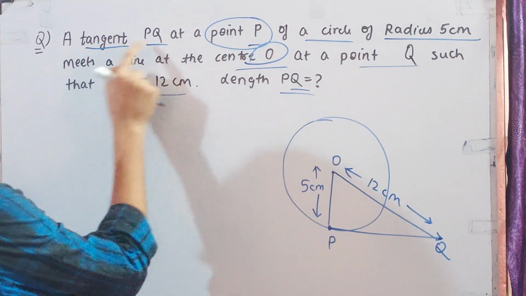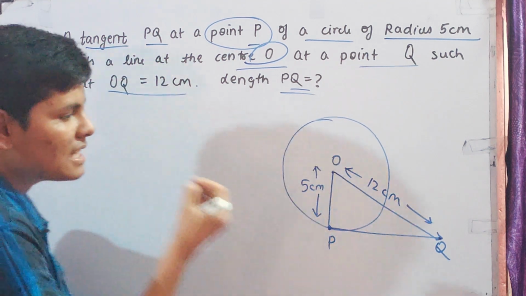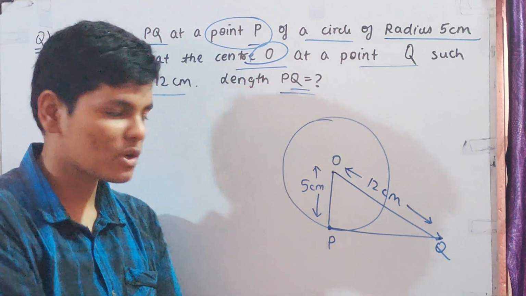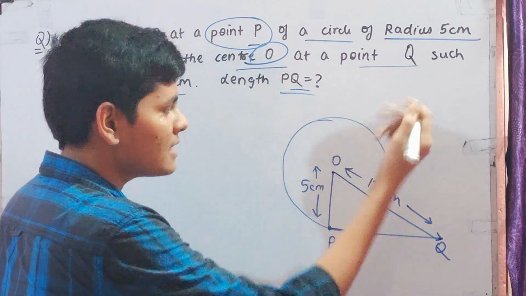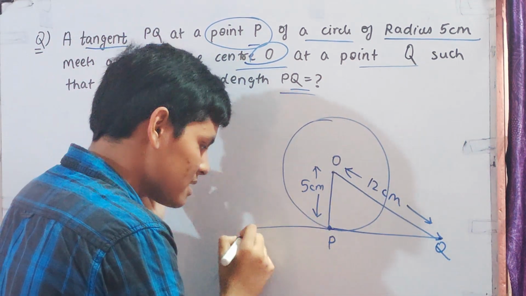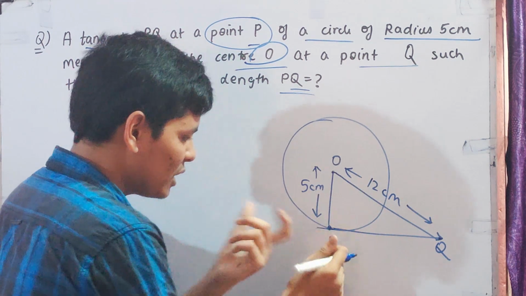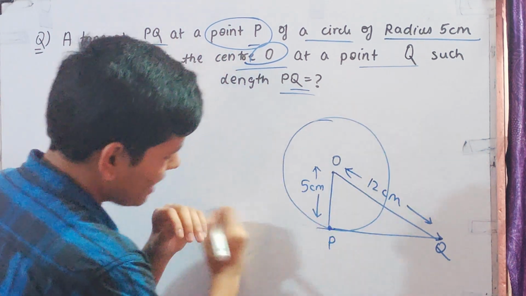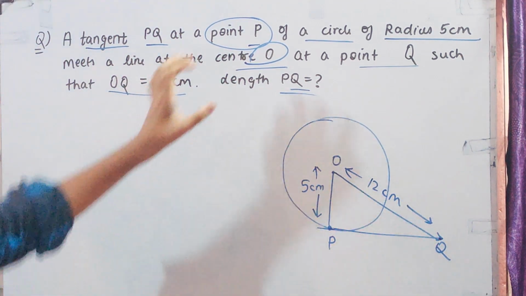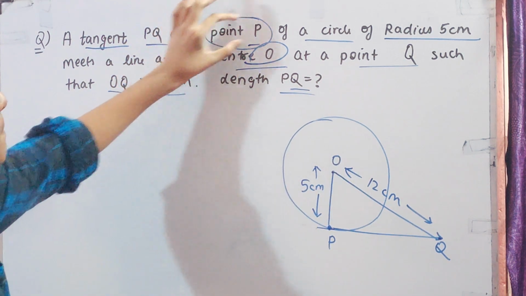They are given that the tangent is PQ. Now, if they give that the tangent is PQ, we have infinitely many ways of drawing PQ, right? We can draw like this or like this. We can also draw PQ as such, or like this, P and this Q. All are correct actually. But they are given that PQ is a tangent at point P of a circle.